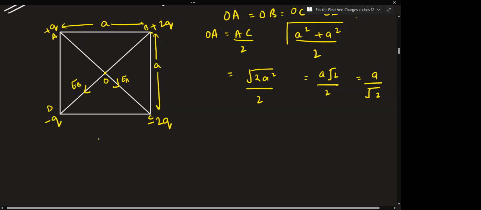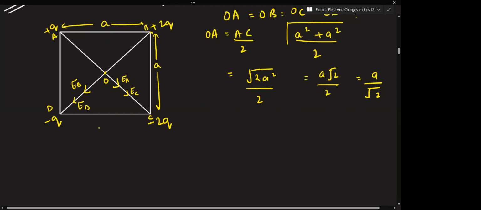EB for plus 2Q. Now see, for minus 2Q, you have this point. So towards the charge will lead you towards C. This will be EC, towards the charge. Similarly, ED will be towards the charge minus Q. This becomes ED. Is this clear? Direction is fine. Yes, teacher.